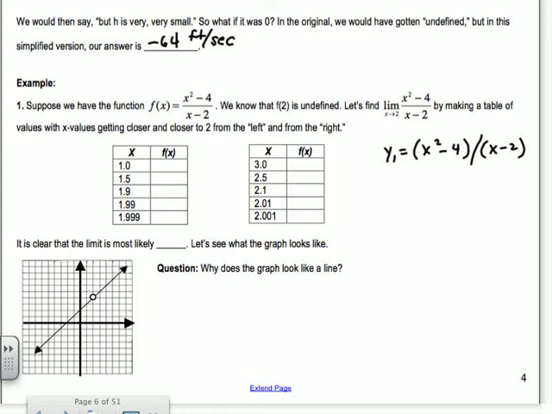Okay, then you're going to go to table, so second table. Remember, if it doesn't allow you to choose your own values, you have to go to table set, and you have to make it so your independent variable is ask. So I'm going to put in 1, 1.5, 1.9, and so on. When I do that, I'm getting 3, 3.5, 3.9, 3.99, 3.999. Did you guys all get those values?